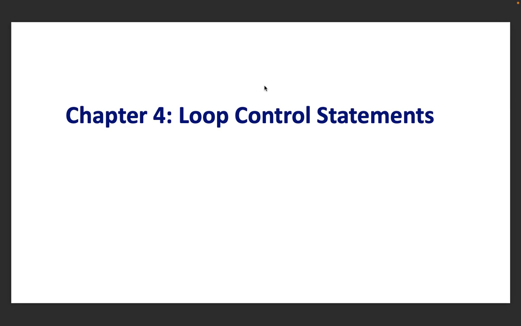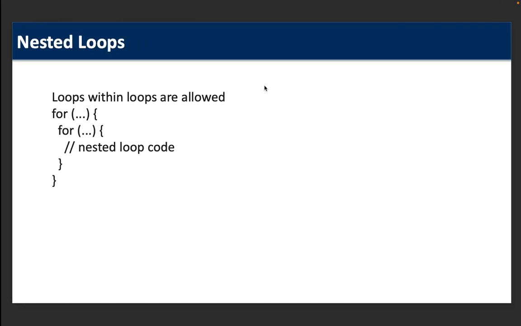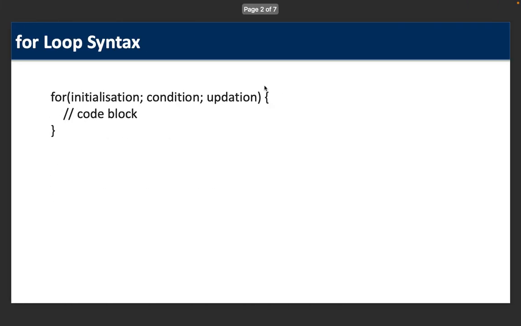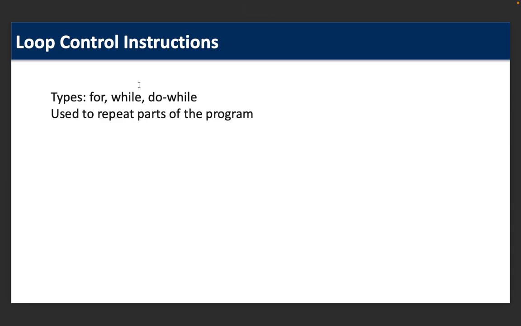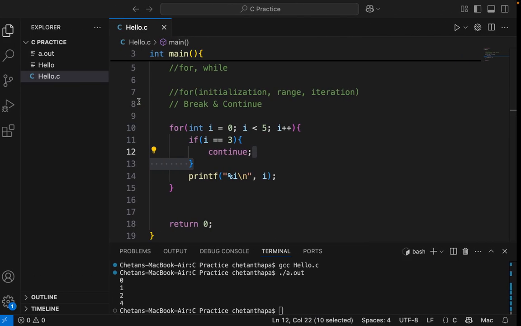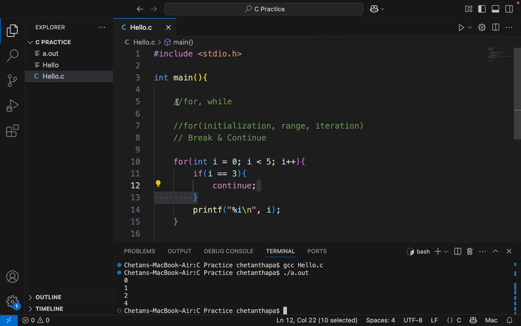Let's see loop. Loops are mainly of three types: for loop, while loop, and do while loop. We generally use for loop and while loop, and we rarely use do while. In today's video, we'll mainly focus on the use of for loop and while loop and how to use them. So let's go to our code editor.